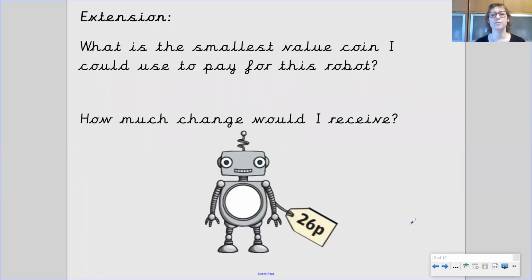And our reasoning question for today is, here is our robot again, and the robot costs 26 pence. What's the smallest value coin you could use to pay for that? You couldn't give a 10 pence piece because the 10 pence isn't enough money. So you need to pay 26 pence and you're only allowed to use 1 coin to pay for it, but it's got to be the smallest coin. So you could use a £2 coin, but there is a smaller answer. So the smallest answer, what 1 coin could you use? And if you use that coin, how much change would you get?